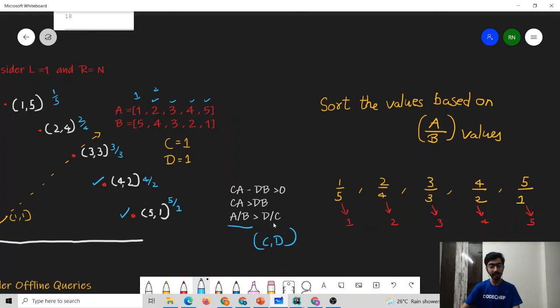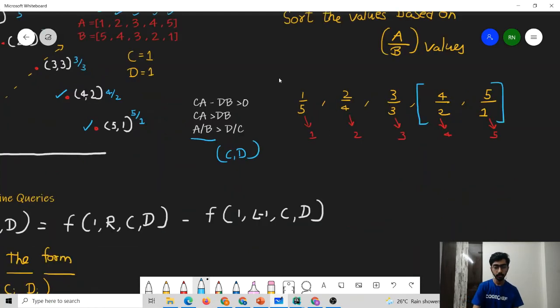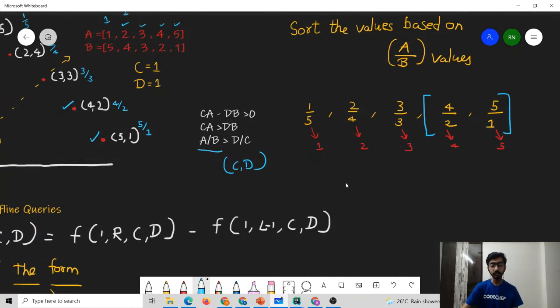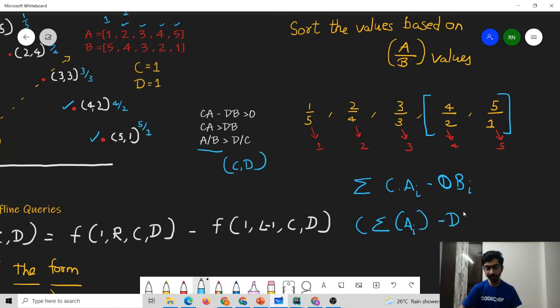For this example, since the d by c value was 1, we have to consider this particular suffix. How can we find the contribution of this suffix? What we need is the summation of c times ai minus d times bi. We can write this as c times the summation of ai minus d times the summation of bi.